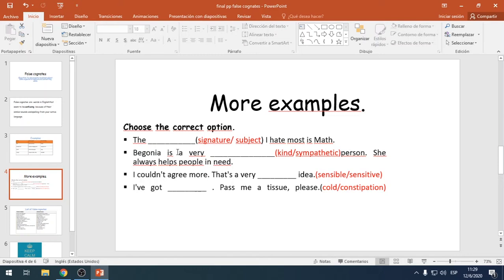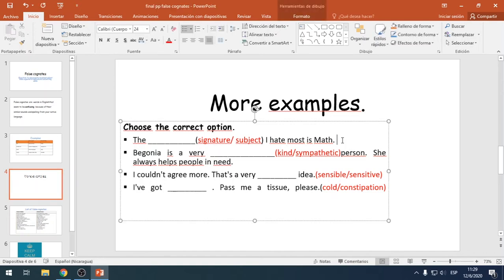Okay, let's do the following example. It says choose the correct option. Let's see the words that you have in red. To complete the sentence: the signature of the subject I hate most is math. Signature or subject, what is the best word to complete that sentence? The signature I hate most is math, or the subject I hate most is math.